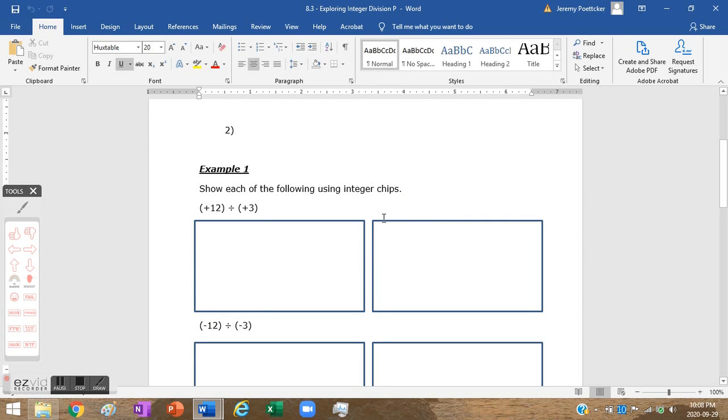All right. So showing this with integer chips, I've got positive 12 divided by positive 3. So in this case here, I've got my positive 12. That's what I'm starting with. So I've got the pile of 12 in front of me, and I'm going to, again, just like I showed up here, make it into 3 groups. That would be one way. Oops, let's try that again. Sorry.